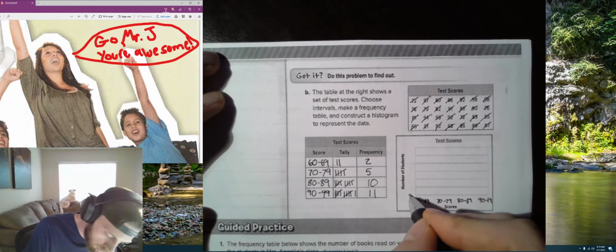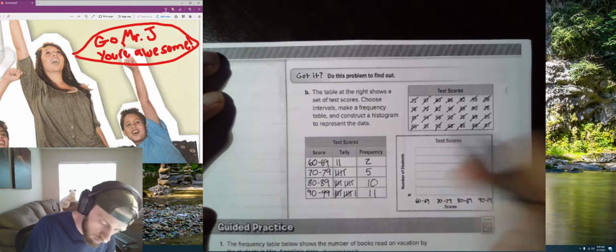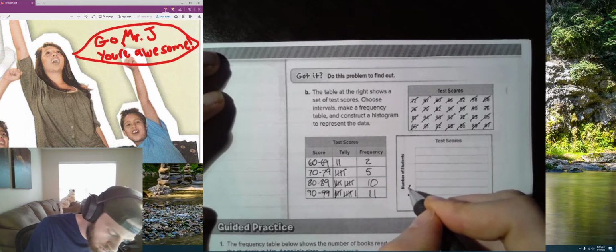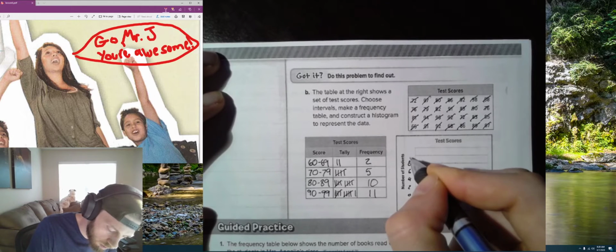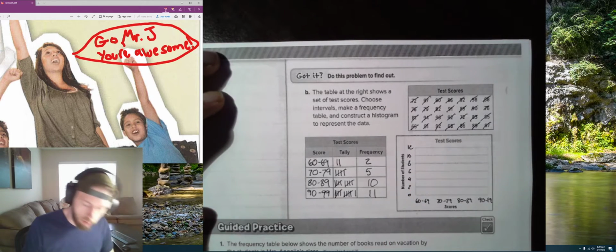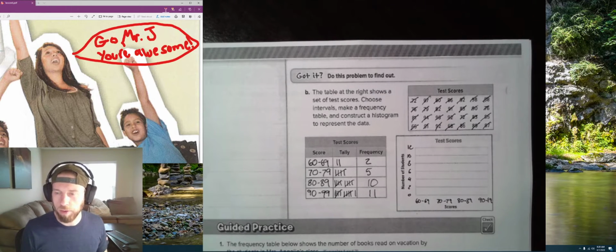So we're going to start off with 0 on the bottom. 2, 4, 6, 8, 10. We can go up to 12. So we're going to go by 2s to make sure we can fit all of these in here. 2, 4, 6, 8, 10, 12. Like that. Now that we've got it set up, all we have to do is draw our bars.